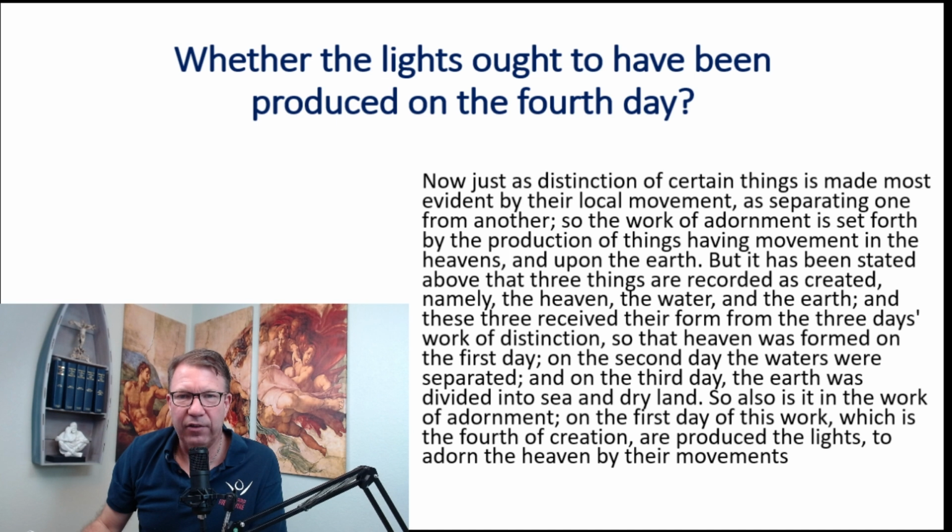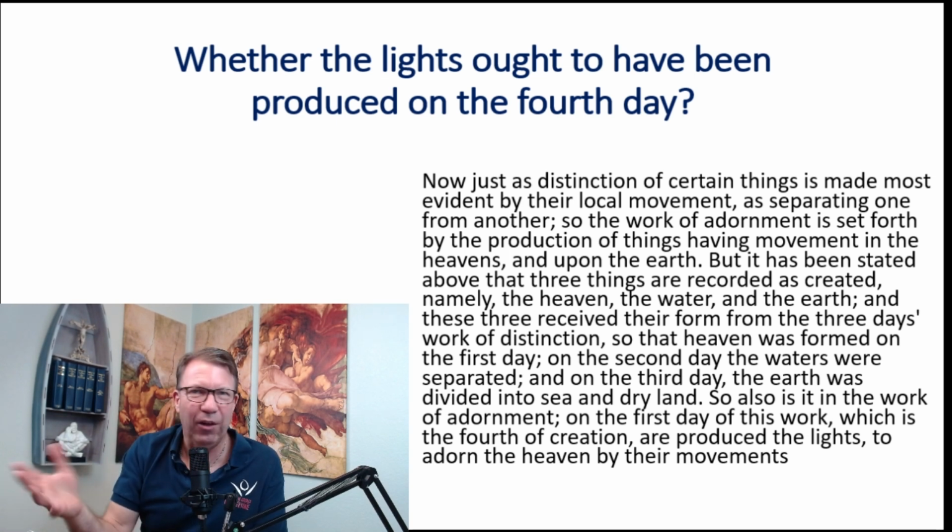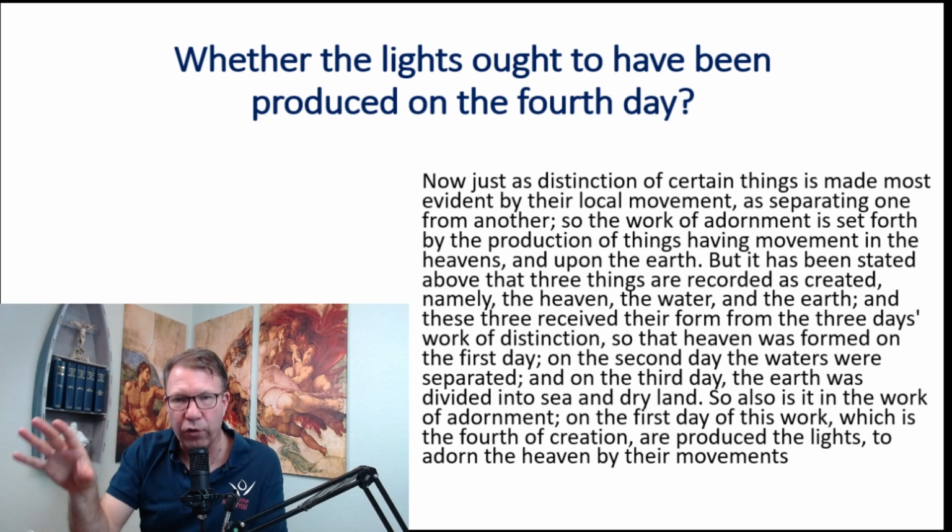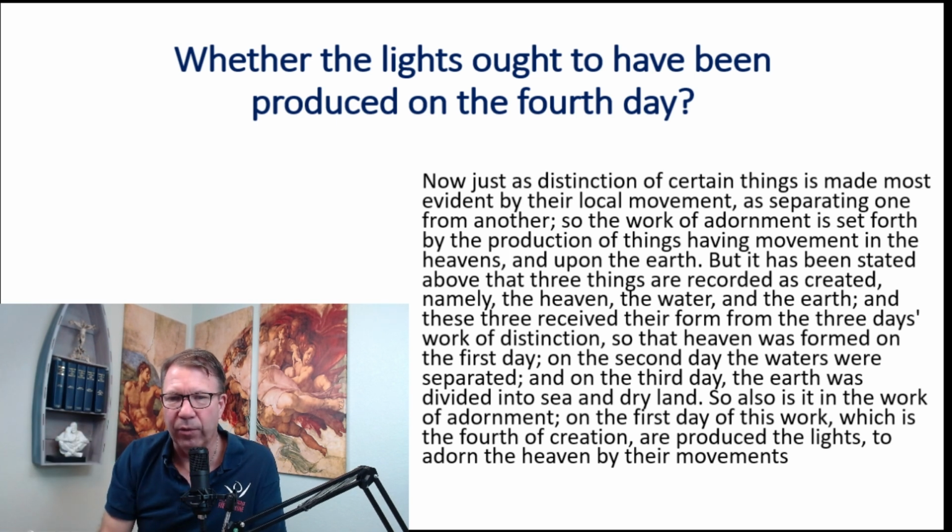He goes on and says, now just as distinction of certain things is made most evident by their local movement as separating one from another, so the work of adornment is set forth by the production of things having movement in the heavens and upon the earth. But it has been stated above that the 3 things are recorded as created, namely the heaven, the water, and the earth, okay, or sky, water, earth, okay, as I mentioned a moment ago, right?